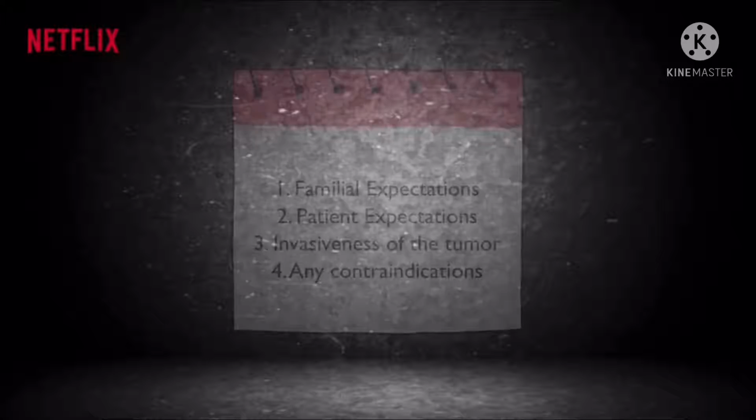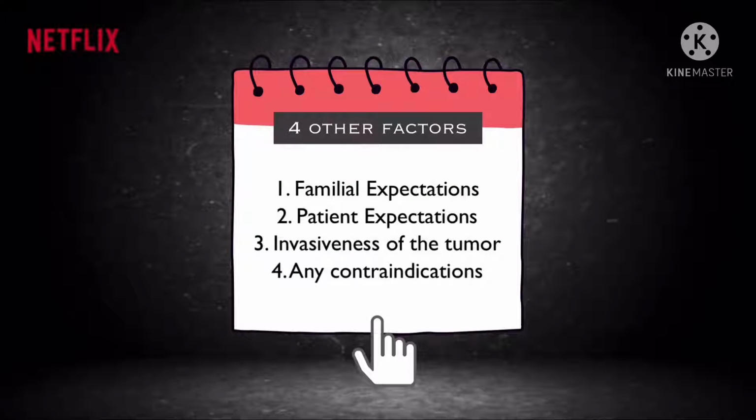As a summary, these are the 4 factors that can be considered in the patient's plan of care. First, familial expectations. Second, patient expectations. Third, invasiveness of the tumor. Fourth, the contraindications.